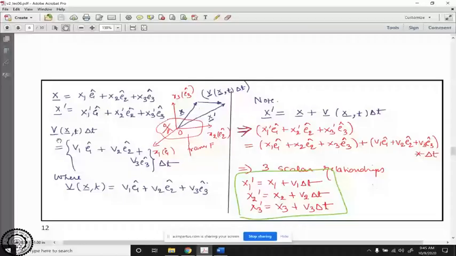And let me represent V(x,t) delta t as this. So V(x,t) is a velocity, so it will have three components. So I'm writing that vector in terms of those three components. Okay. So since x prime is equal to x plus v times delta t, it means that in Cartesian coordinate system, first you can express each of these vectors in terms of e1, e2, e3. And then you can extract three scalar relationships. Three scalar equations are there, component-wise. So x1 prime, x2 prime and x3 prime are related to x1, x2, x3, and three components of velocity in this manner.